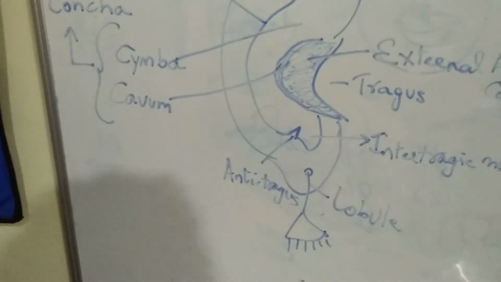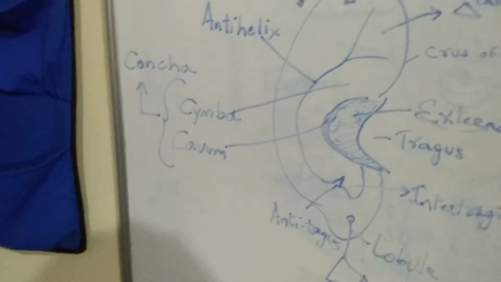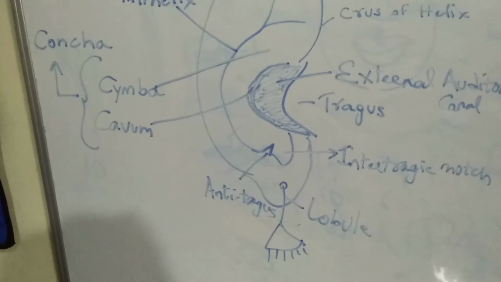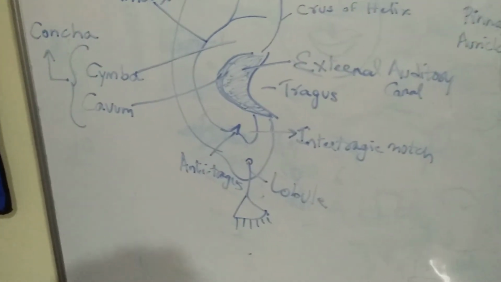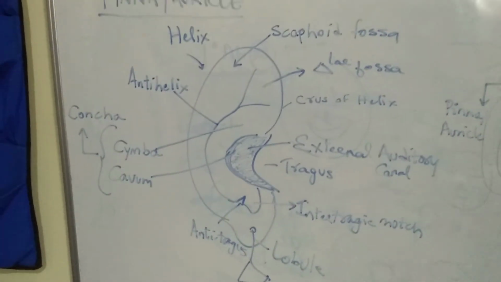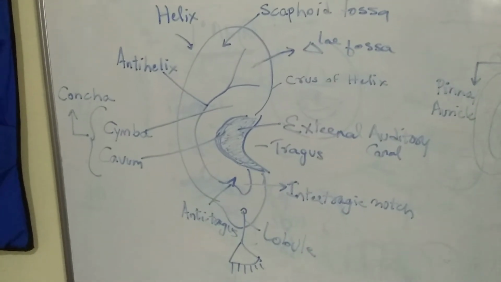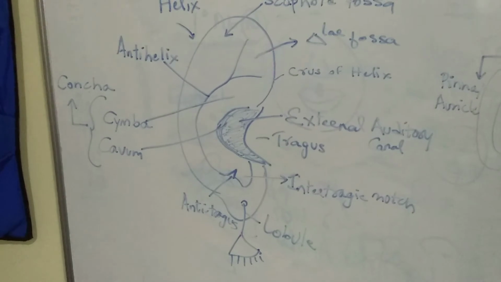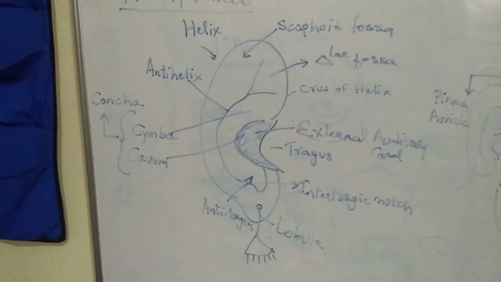So even that person knows that it is not made up of cartilage. It's made up of fibrofatty tissue. So being a medico, we should know the lobule of the pinna is made up of fibrofatty tissue. The remaining part of the pinna or the auricle is made up of elastic cartilage. It is elastic, it's dynamic. So these are the parts of the pinna or the auricle.